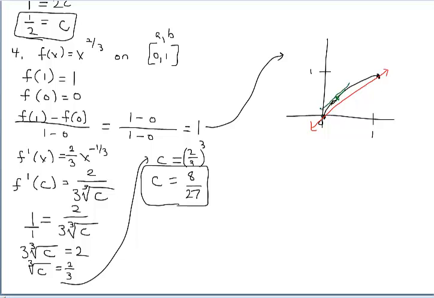Okay, and so the slope of that line is going to be the same as the slope of the secant line. So I just located the c value, which is 8/27, at which the slope of the graph is equal to the slope through the endpoints. So hopefully you found that these 4 examples, 2 for Rolle's and 2 for mean value theorem, kind of helped you to see how the theorems might work in particular problems.